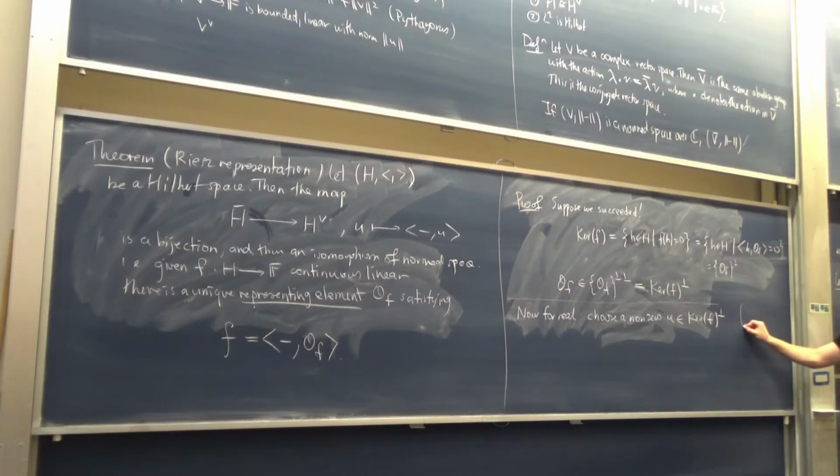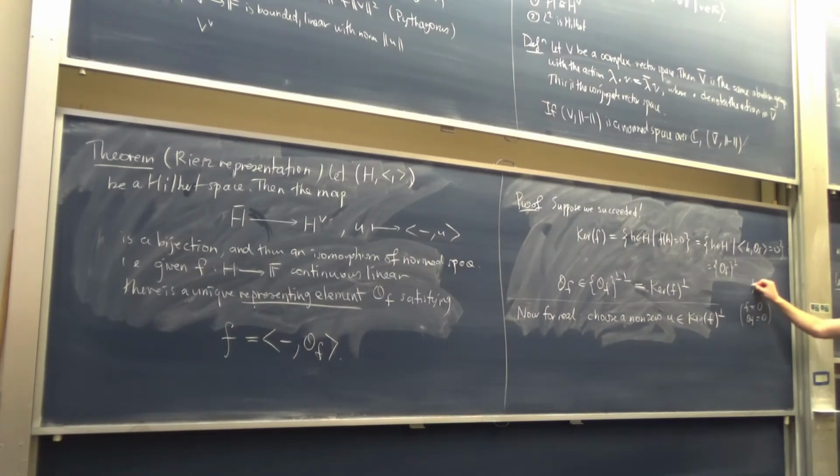Okay, why did I say non-zero? Well, if f is the zero function, take theta f to be 0. That's unique because if there were two things representing the 0 function, they would pair with themselves to give 0, so they'd be 0. Okay, so the case where f is the 0 function is fine.